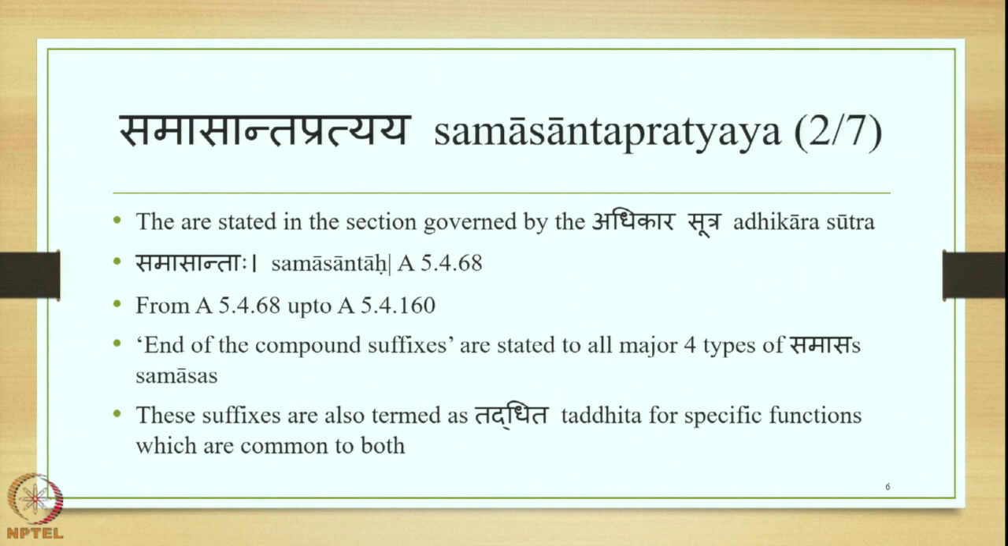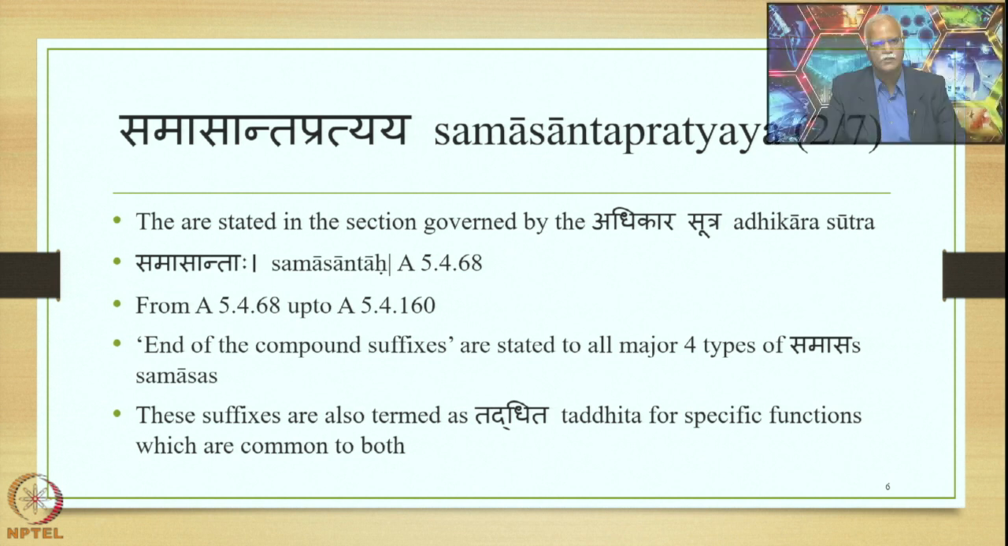Such an important part of the samasa called samasanta pratyaya is stated in the section governed by the Adhikara Sutra, Samasantaha. And this is 5.4.68, and this goes up to 5.4.160, that is the final sutra of 5.4. So what this means is that the end-of-the-compound suffixes are stated in these 90 plus sutras. So the end-of-the-compound suffixes are stated for all major four types of samasas in this particular section, from 5.4.68 up to 5.4.160.